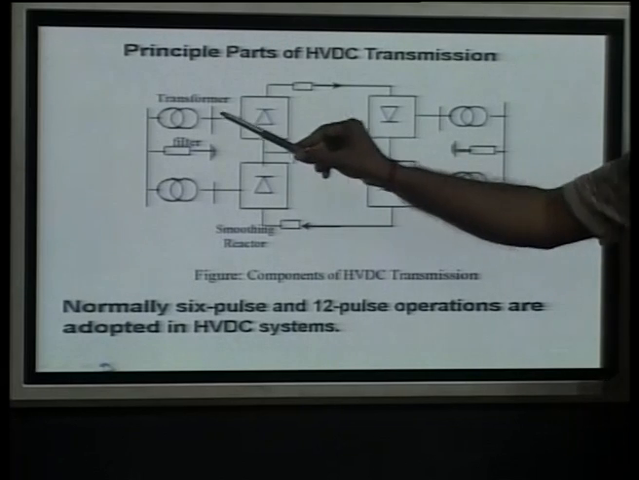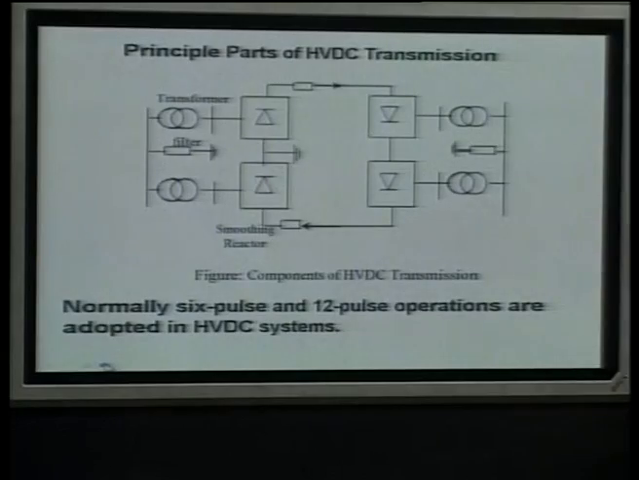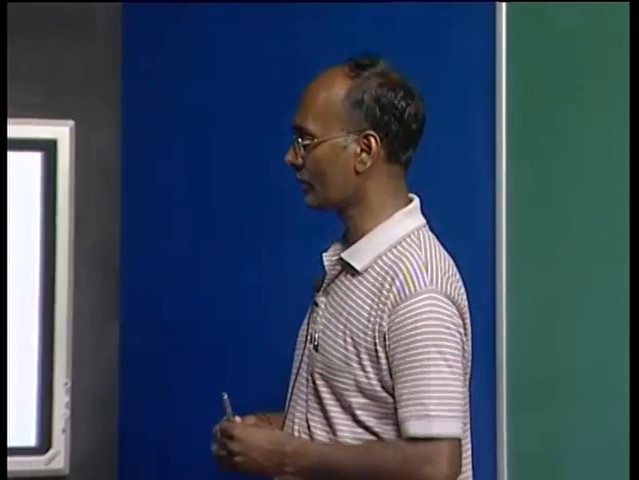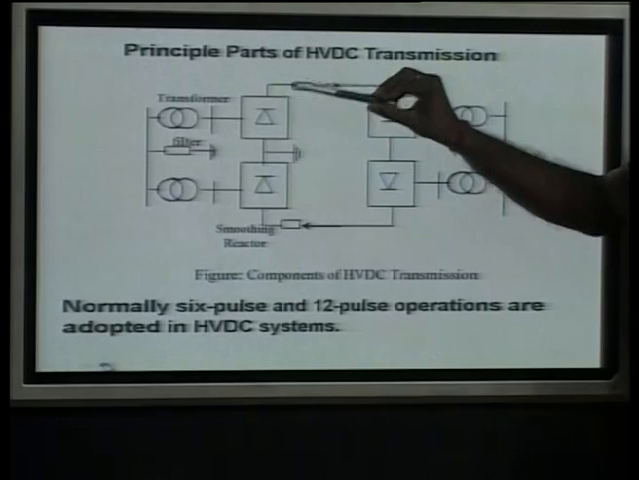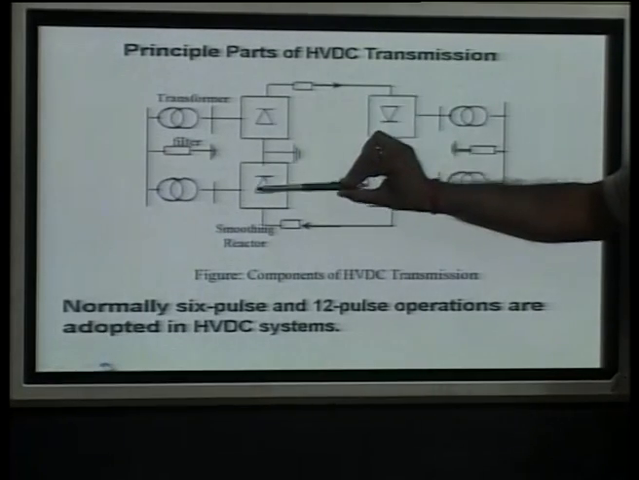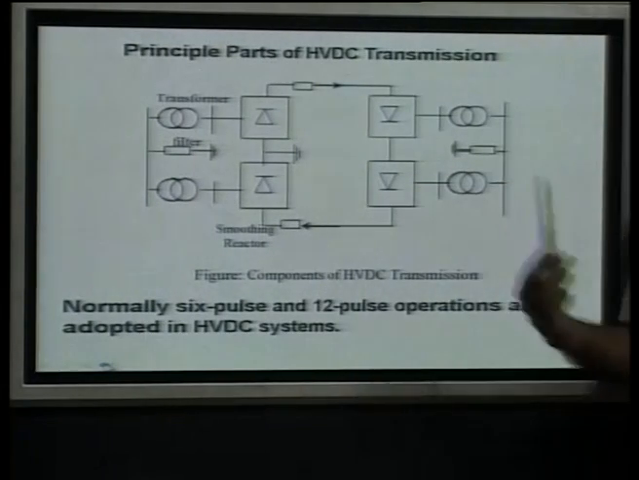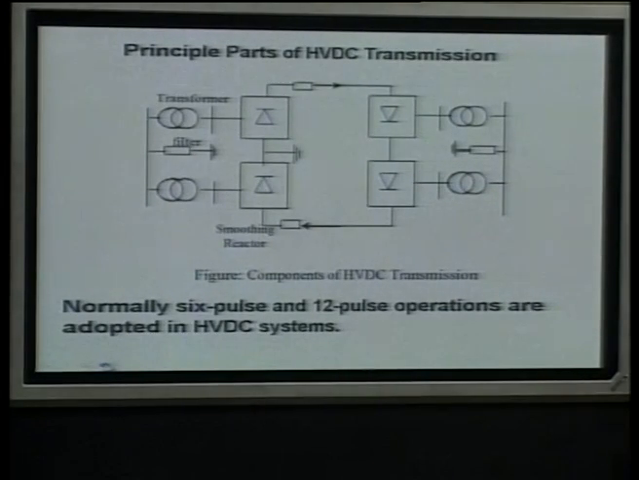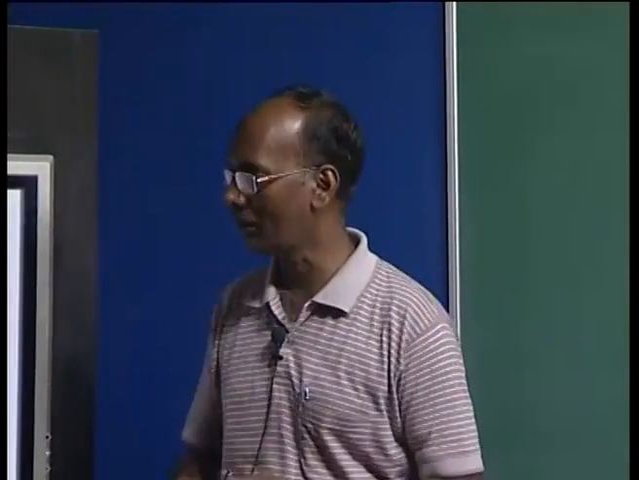Another aspect is the transformer. This configuration is basically used for 12 pulse operation. We will discuss the 12 pulse operation later on, what is the 12 pulse and what is the 6 pulse operation. Normally 6 pulse and 12 pulse operations are used in HVDC transmission systems. Here one system is giving 6 pulse and another is giving 6 pulse. If we combine two different types of transformers, I will discuss that again, with one star star connection and another star delta, we get a 30 degree shift, and thereby we can get 12 pulse operation.